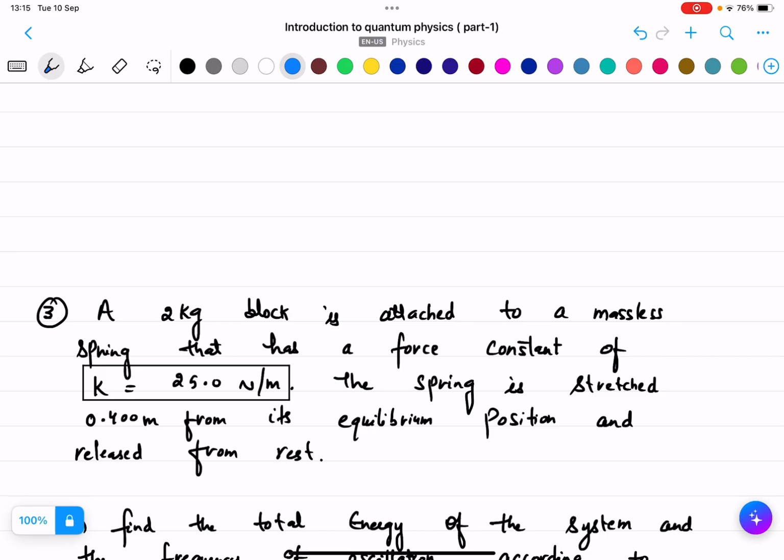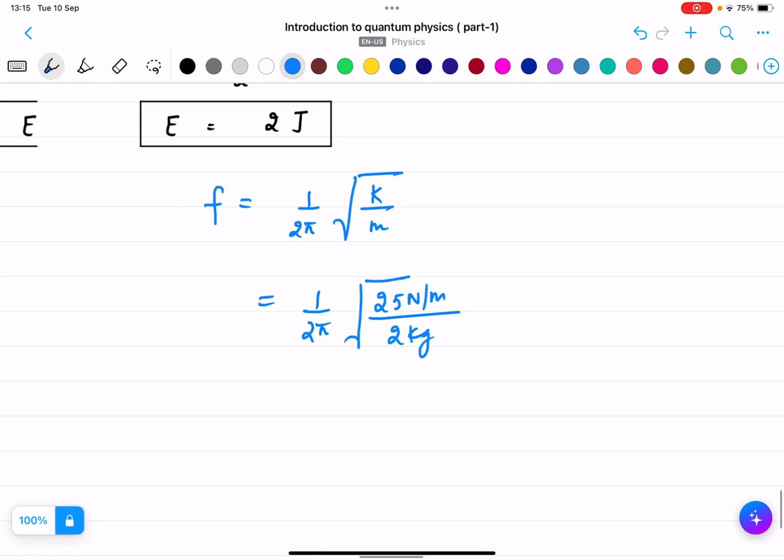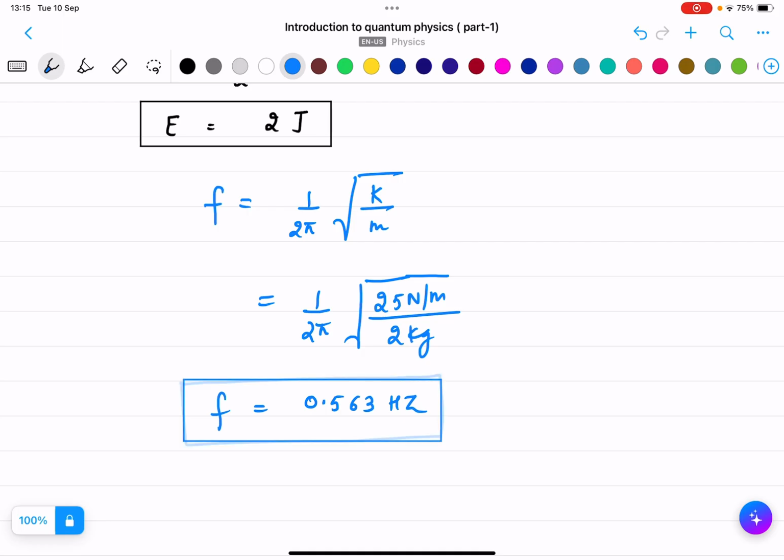Let's see here. A 2 kg block, look here. It is given a 2 kg block. Okay, so mass is 2 kg. When we solve this equation, we will get 0.563 Hertz. So this is my frequency of oscillations. Okay, so this is my answer, the two things which are asked in the A part.